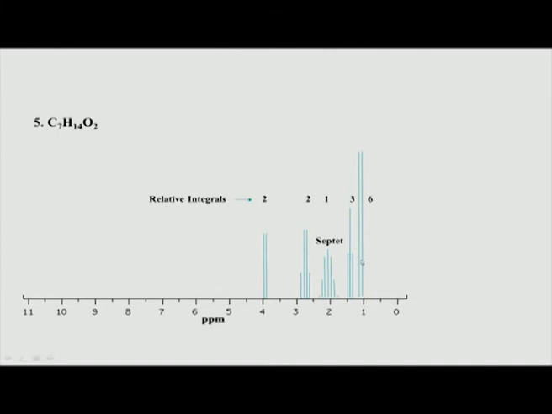Now, if you start from here, there is this doublet whose relative integral is 6, and then there is one hydrogen which is a septet. This we encountered in an example a few slides back, where we saw a septet. Remember, the septet we said is an isopropyl group. So, what is this septet? This septet is coming from the isopropyl group. Only then will this give a septet. So, this most likely is this particular peak which is showing 1 proton.